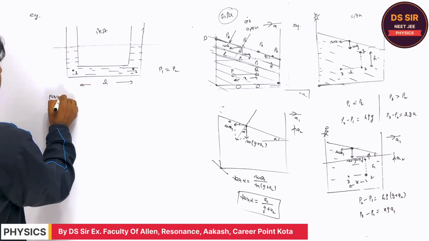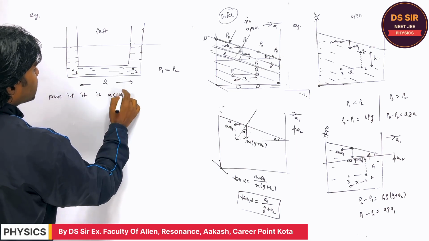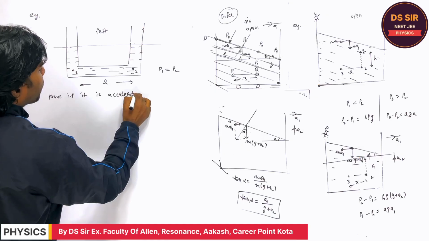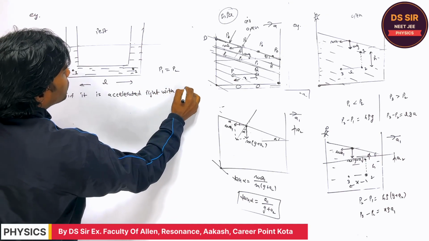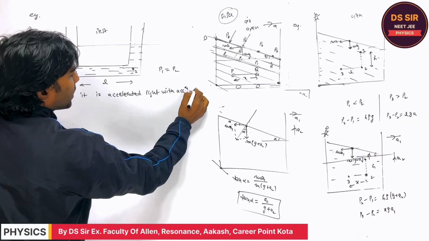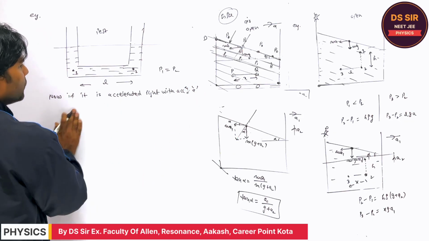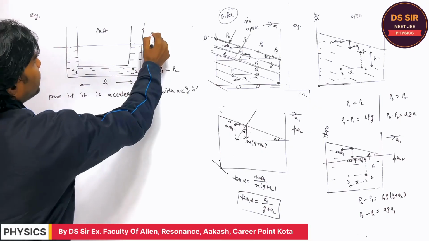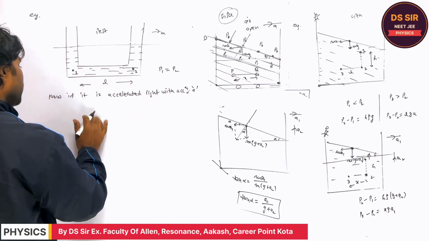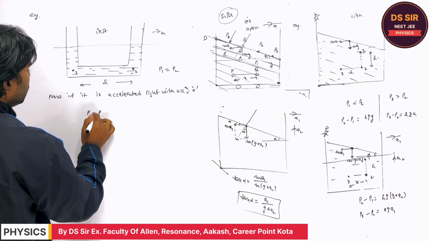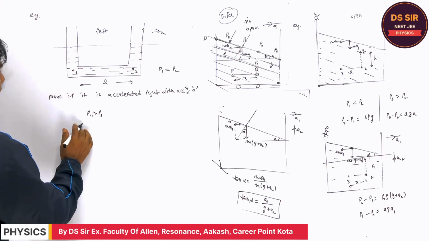Now if it is accelerated towards the right with acceleration A, like this. Is it clear? So what will happen? Which pressure will be greater if it is accelerated with A? You tell. Yes, P1 is greater than P2, no doubt. When P1 is greater, so what will happen?